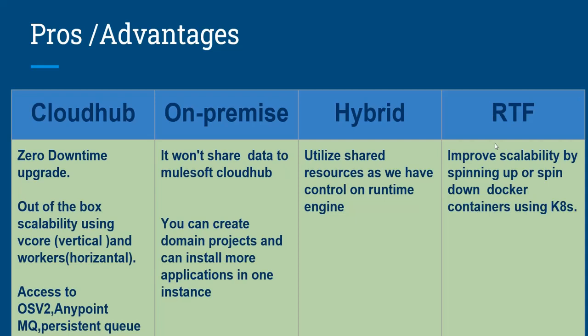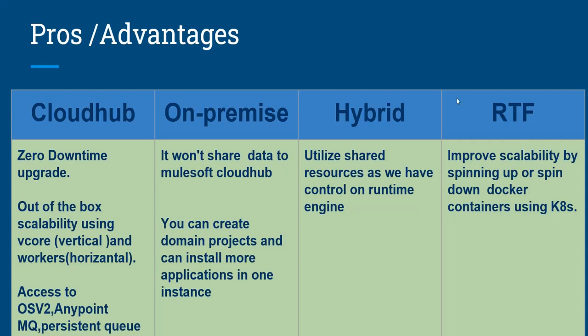So what are the advantages of the RTF model? It will improve the scalability by spinning up and spinning down Docker containers using Kubernetes. This is the main advantage, because in the on-premise model it takes a lot of extra effort. It is very difficult to scale servers up and down, because you need to install all the servers, or remove the servers if you don't want them. But in CloudHub, it is managed by MuleSoft, so it is very easy for us to do that. Even in RTF, it is Dockerized containers, right? So Kubernetes will take care of increasing or decreasing the Docker containers. So these are a few advantages.